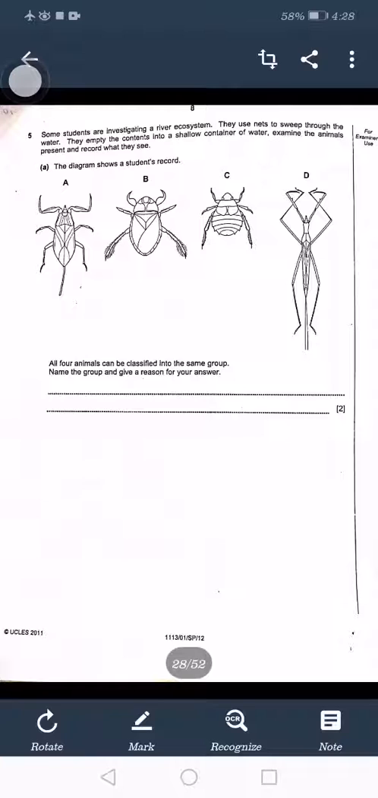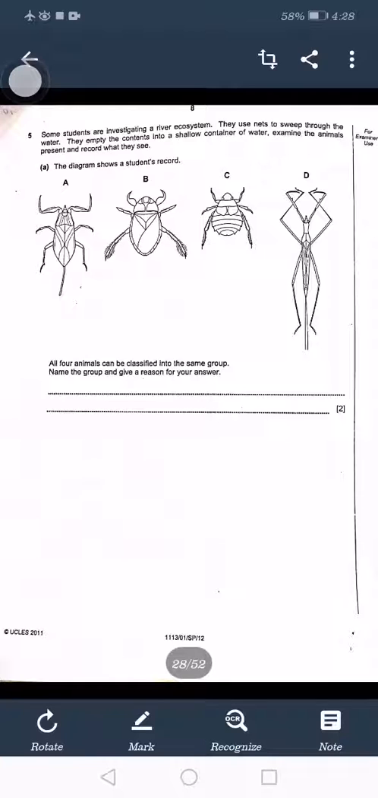Some students open on question 5 يا ولادي. Some students are investigating a river ecosystem. They use nets to sweep through the water. They empty the contents into a shallow container of water, examine the animals' presence and record what they see. A. The diagram shows students' record. أولادي بصوا على الشيب بتاع كل واحدة فيهم.